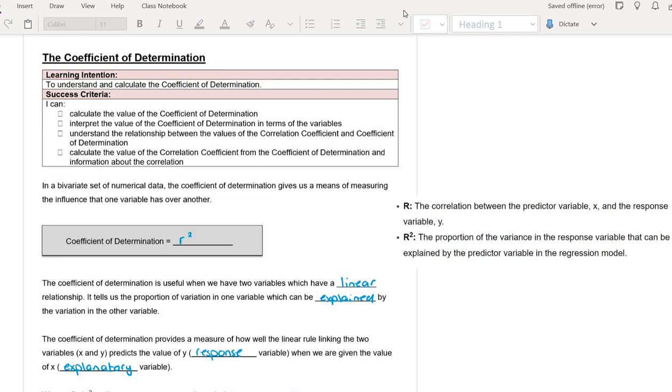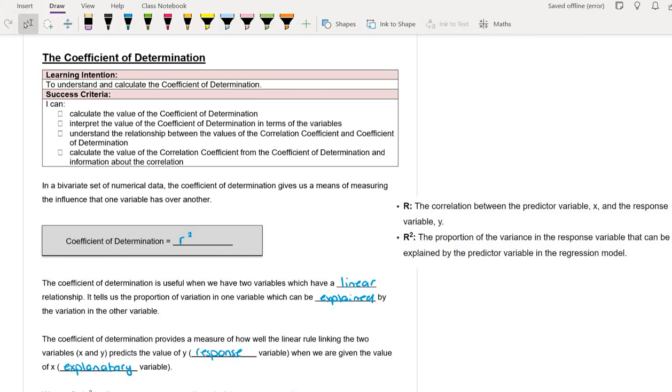In this lesson, we're looking at the coefficient of determination. Before, we looked at a correlation coefficient, which was the R value. Today we're looking at the coefficient of determination, which is the R squared value. There is a difference between the two. However, they're using the same R value for both.